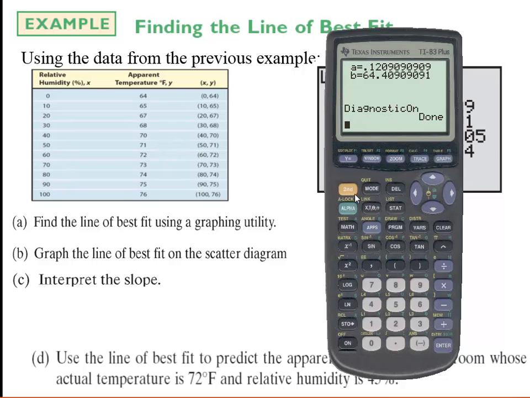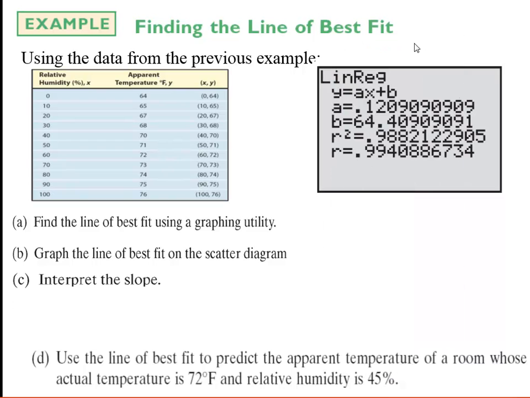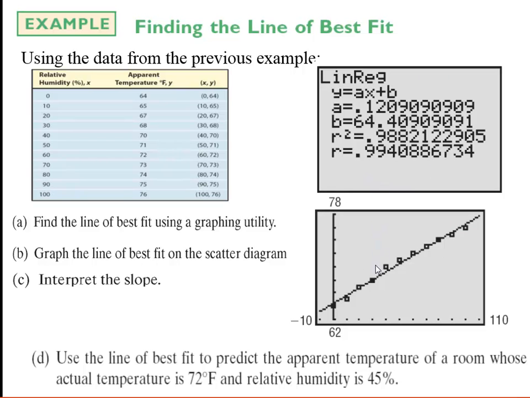Now if I redo my linear regression, I go back to stat, over to calc, and redo my linear regression here, you're going to see it gives me the same equation, but now it displays the correlation coefficient for me, R squared. Here's a screenshot of what that would look like. All right, so we found the line of best fit. We could plot that line on the calculator. We did that already. And then letter C says, let's interpret the slope.